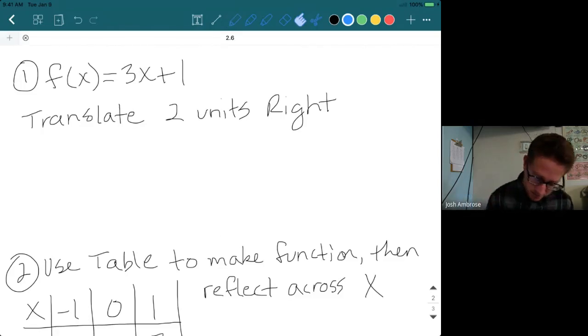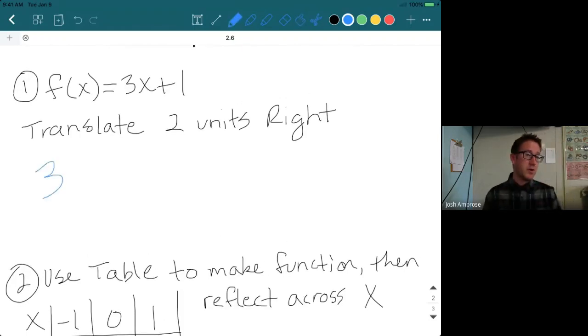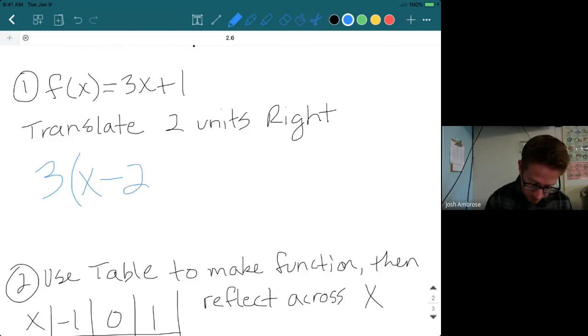So now let's write what we should have here. We have a 3, but we don't want to include that 3 in the parentheses. We only want this to affect the x. And if we want to go to the right, that means we're going to have a minus 2 and then close the parentheses and then have the plus 1.